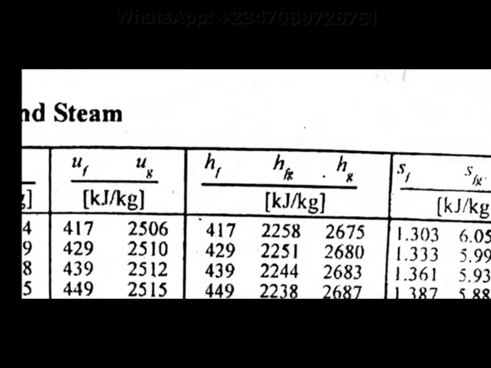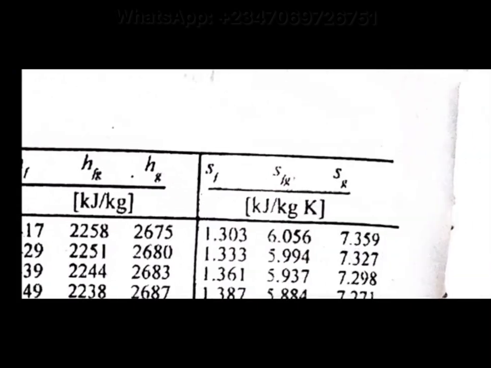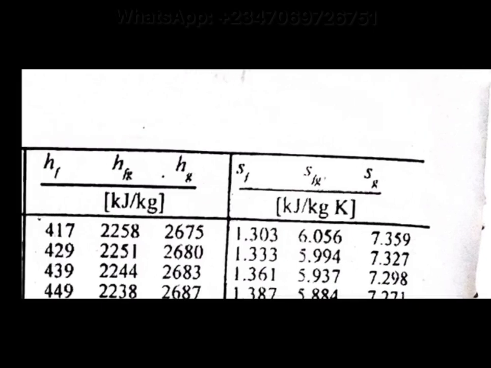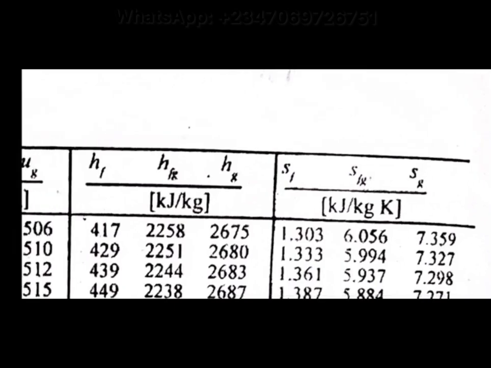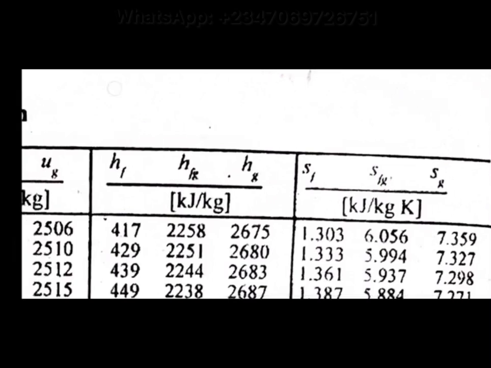Right, so HF now becomes HF4, but the value still remains 417. HFG becomes HFG4, the value still remains 2258. Similarly, SF becomes SF4 and SFG becomes SFG4, having the same value. So pressure P2 governs state 4 and state 3. The only thing that makes a significant change that can affect the value of the enthalpy at state 3 and state 4 is the dryness fraction. When you find the value of the dryness fraction at state 3 and at state 4, that will play a major role in determining the difference between the enthalpy at state 3 and the enthalpy at state 4.